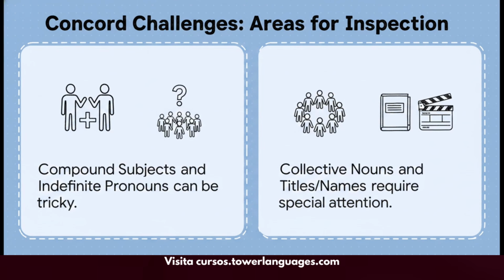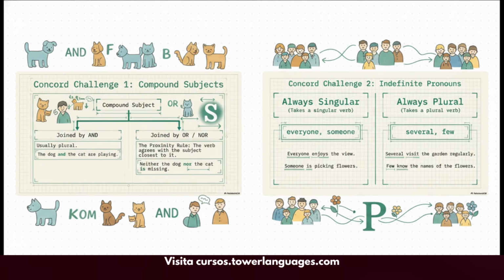But even though the rule itself is simple, there are a few tricky spots that can make the whole structure feel a little wobbly. So let's take a look at the 4 common areas where students almost always get tripped up. Okay, here are the first 2 big ones.